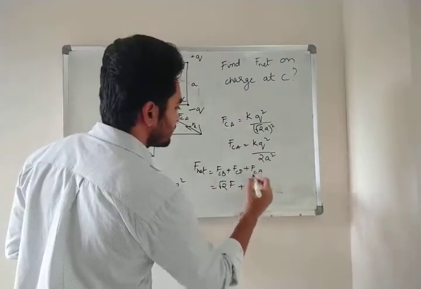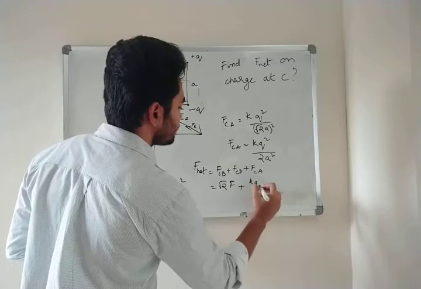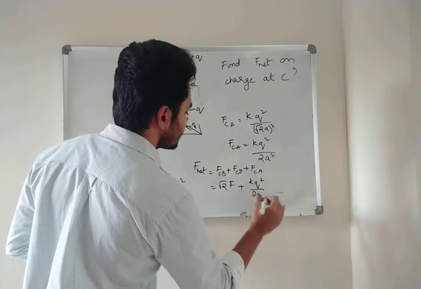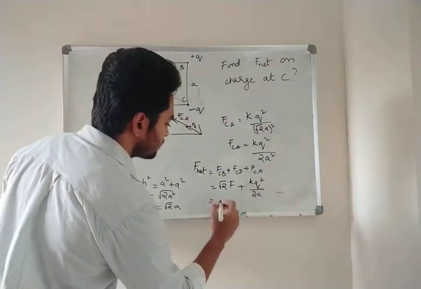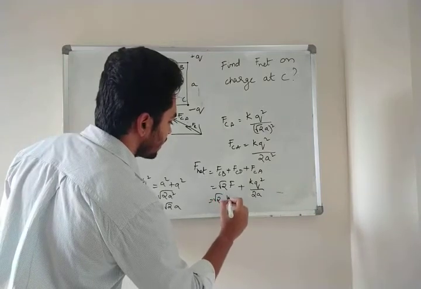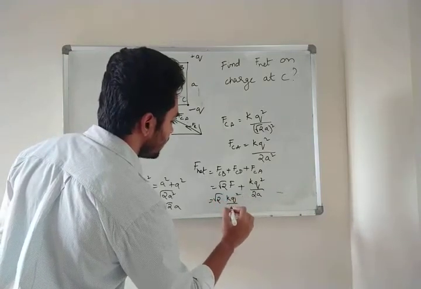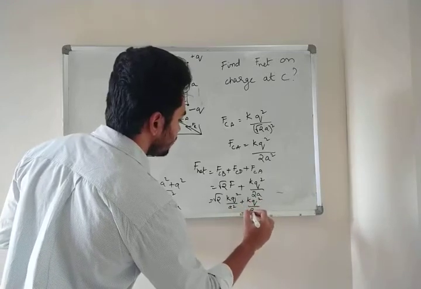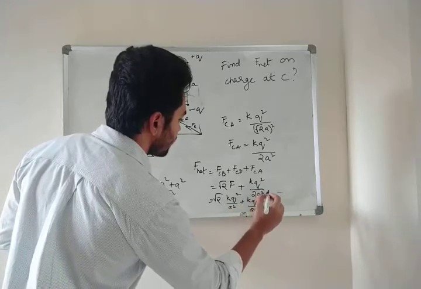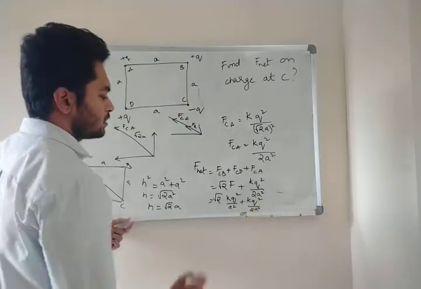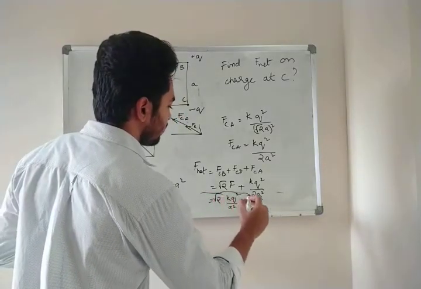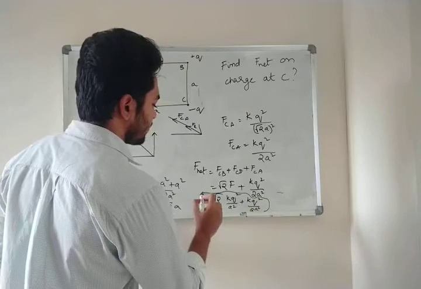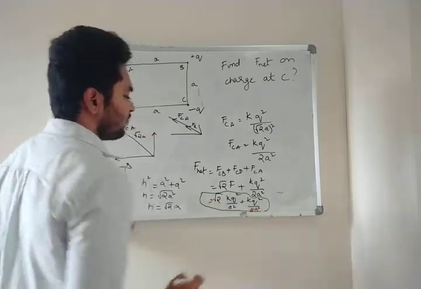Plus KQ square by 2A square. Now if we substitute, root 2 KQ square by A square plus KQ square by 2A square. Understood? So this is our final answer.